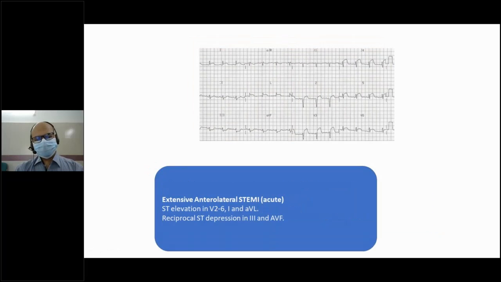This is another ECG. Anterolateral, sometimes anterior, sometimes some authors say extensive anterior, some others say anterolateral because this patient has changes in 1 and AVL. Look carefully, 1, V1, AVL, and V1 to V6 are all the leads, as well as reciprocal changes in 2, 3 and AVL because this patient has ST depression.